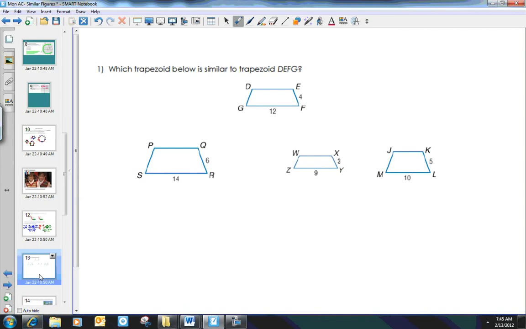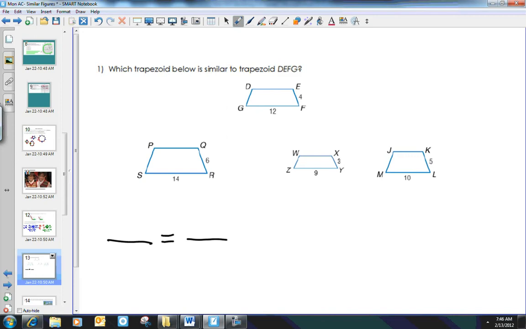Now, in this kind of a problem, which trapezoid below is similar to trapezoid DEFG? So first we have to look for trapezoid DEFG, and here it is right here. This is our trapezoid. One of these is similar to this trapezoid. We can't just guess. Looks can be deceiving, so we have to make sure that we do the calculations, because these figures might not be drawn to scale. So we're going to set up a proportion. Now, if any of the sides don't match proportionally, then it is not a similar figure.